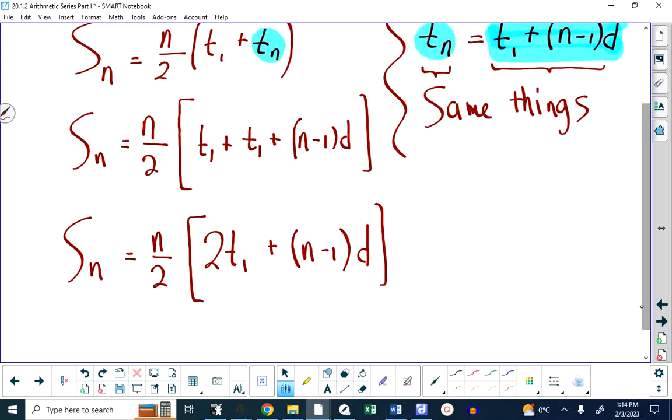And what we now have are two formulas for the sum of an arithmetic sequence. And I'm going to give you the formula sheet that we use in this course. From this day forward, this is a formula sheet that you would always have with you for quizzes, exams, including the final exam. There you go.